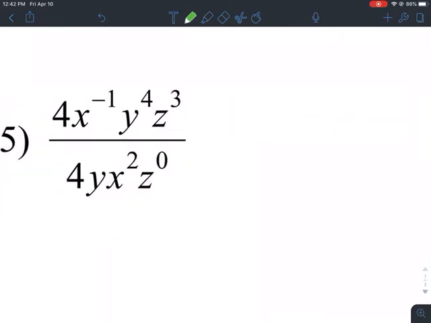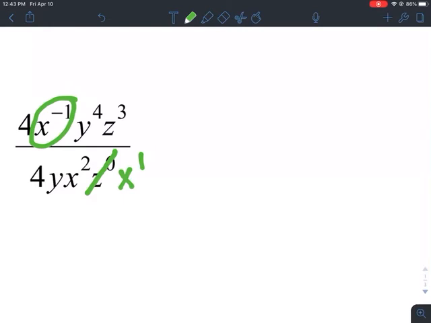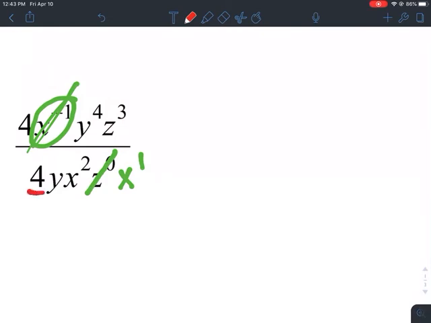With this, first thing, anything to the 0 power just goes away. And then this guy is going to flip to the bottom. So if you want, you can go ahead and just write it down there at the bottom. Okay? And then once you do, just cross them off on top. So first I'm going to start with my coefficients. 4 divided by 4 is just 1. So those kind of cancel out with each other.